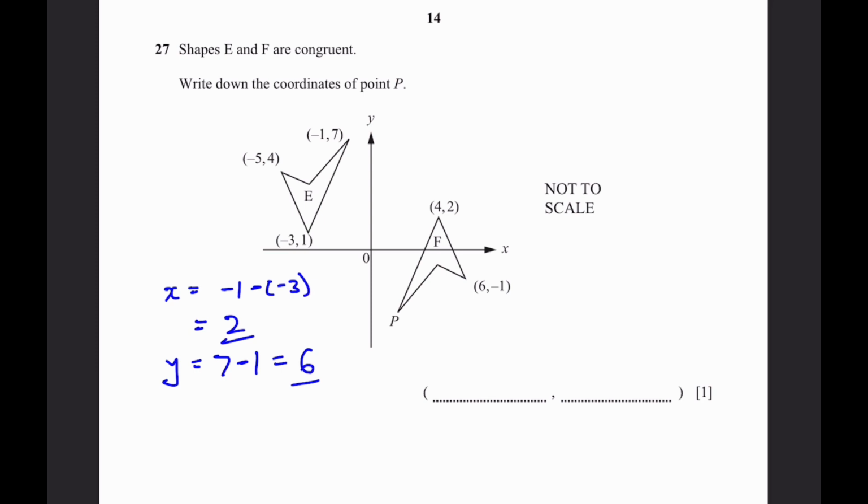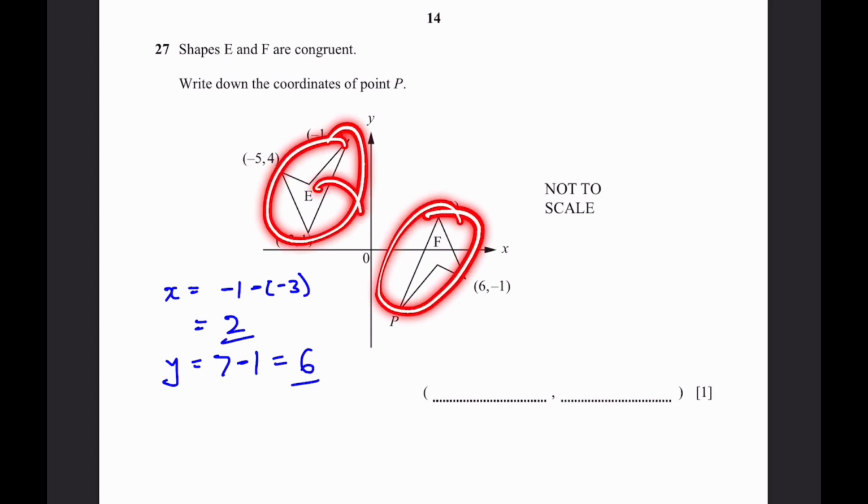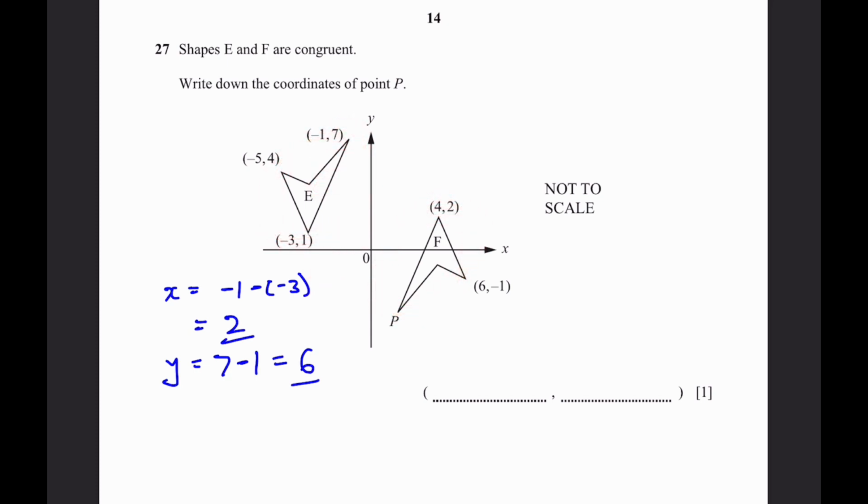So when we go from this point to this point, we go 2 in the x and 6 in the y. Now for going from the corresponding point, which is here, to the corresponding point of this, which is here, we have to go the same way but in opposite directions. Why opposite directions? Because this has been rotated 180 degrees to get F. That's why the directions are also rotated 180 degrees, which means opposite directions.